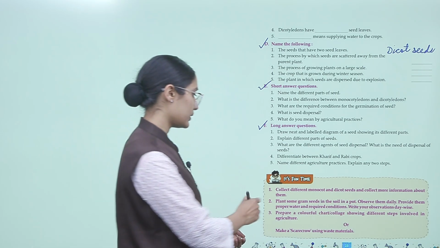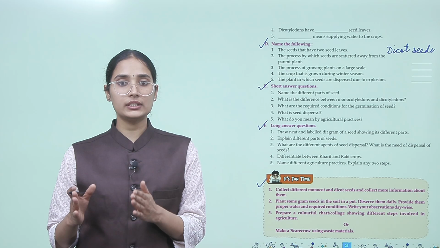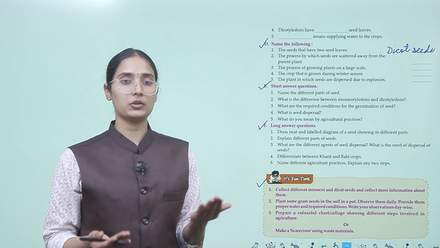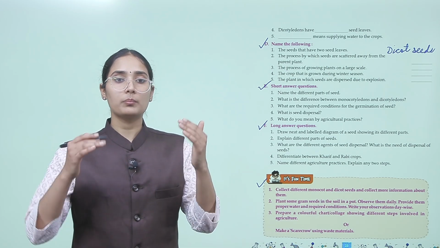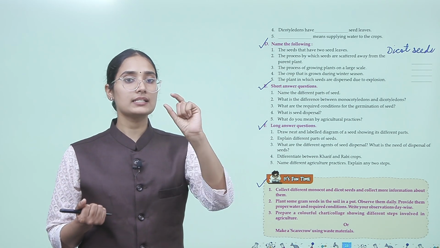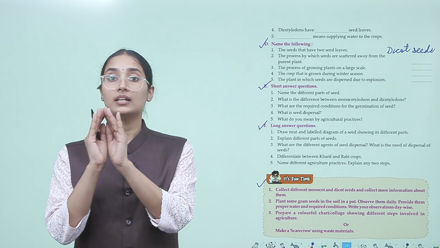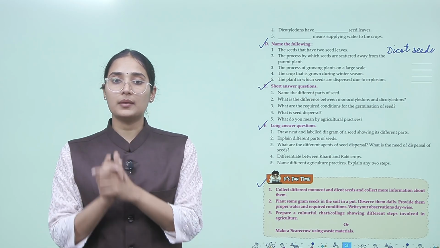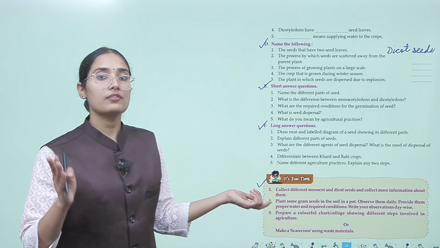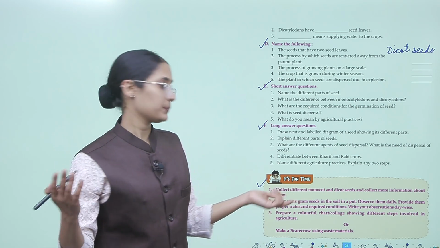So what you have to do is collect different monocot and dicot seeds and collect more information about them. So by now you have understood what is monocot and dicot. Monocot is a single seed and dicot are the seeds which have a natural separation between them. So you have to collect them and collect more information about them.